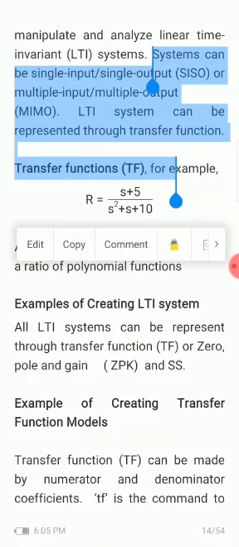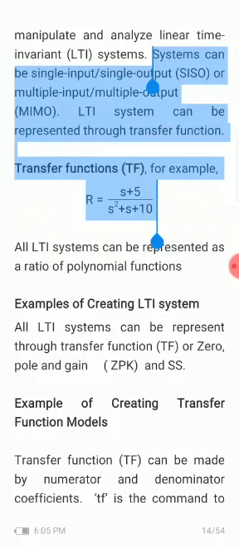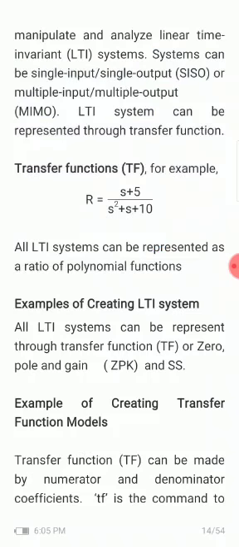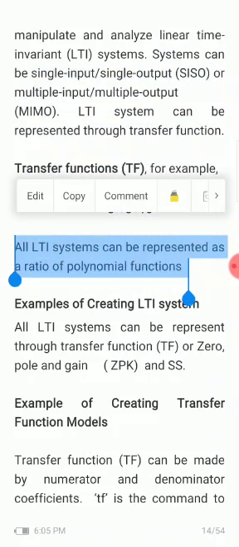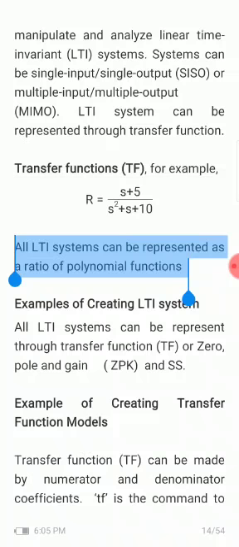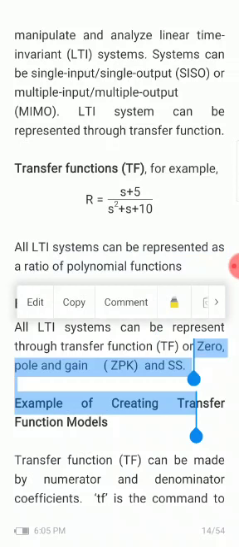Now in this experiment we will see how we can write the transfer function in MATLAB. Take one example: r equal to s plus 5 upon s square plus s plus 10. So this LTI system can be represented as a ratio of polynomial functions. Now the example of creating LTI system transfer function. The LTI can be represented through the transfer function or through the zero pole gain and SISO system.